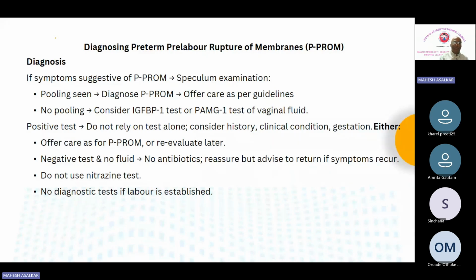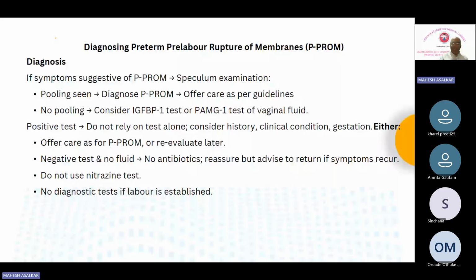If you see pooling of the amniotic fluid, diagnose that this is PPROM and offer care as per the guideline which we are going to discuss. If there is no pooling, then what you have to do is either the IGFBP-1 test, insulin-like growth factor binding protein, or the PAMG-1 test on the vaginal fluid. They will give you the scenario and ask you the next step. The first step will be the speculum examination. On speculum examination, if you see pooling, then definitely it is PPROM. If there is no pooling, then we will carry out a test on vaginal fluid, either IGFBP-1 or PAMG-1.